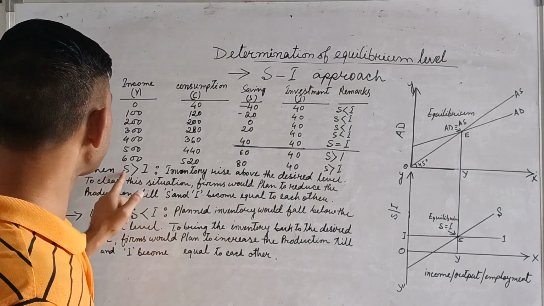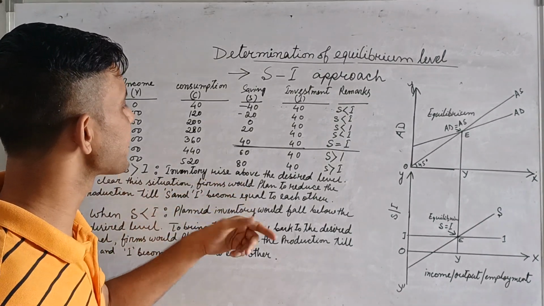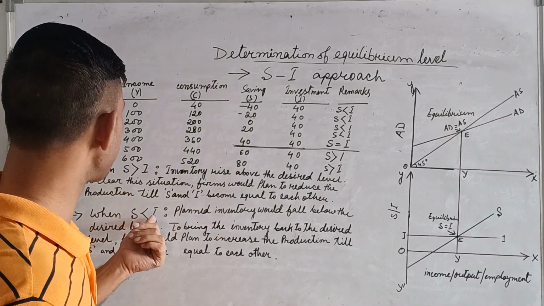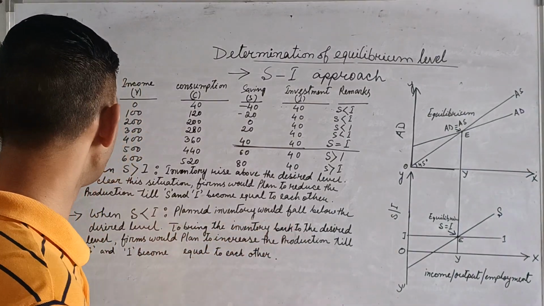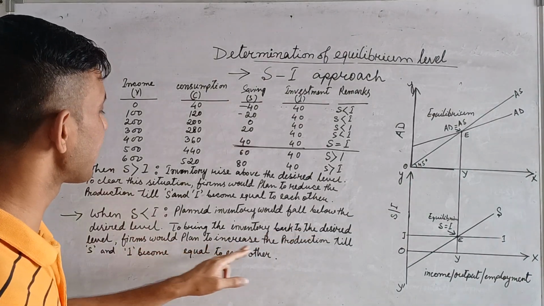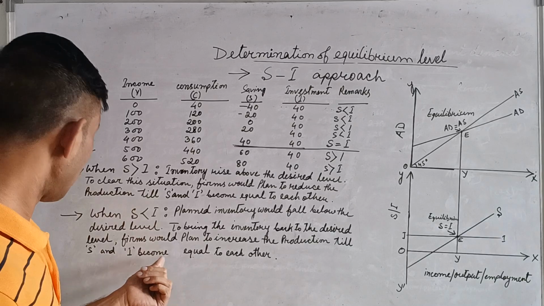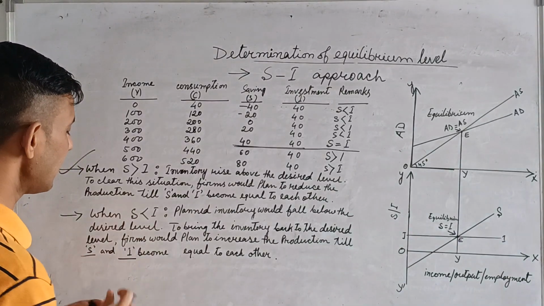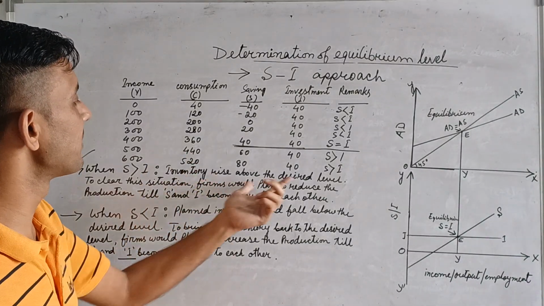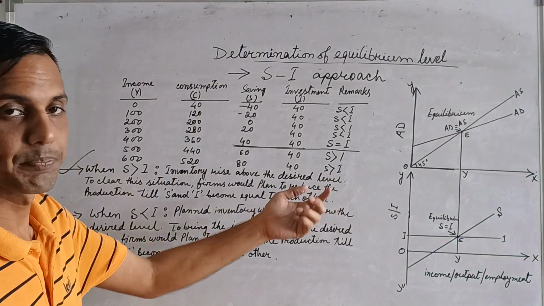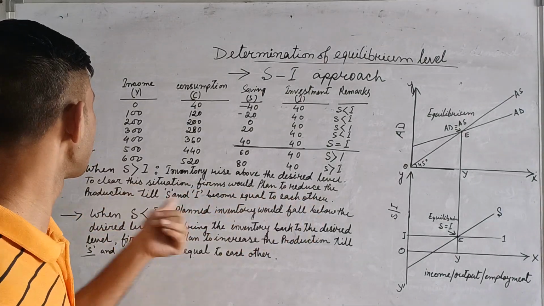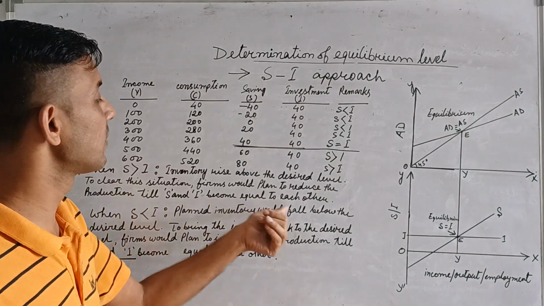Now you see, when savings S is greater than I, what will happen? Then inventory rises above the desired level. And when S is less than I, then planned inventory would fall below the desired level. To bring the inventory back to the desired level, firms would plan to increase the production till S and I become equal to each other. Here also the same thing: inventory rises above the desired level when savings is greater than investment. To clear this situation, firms would plan to reduce the production till S and I become equal to each other.